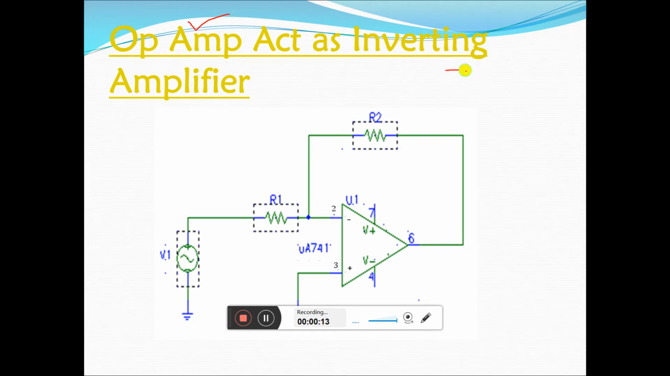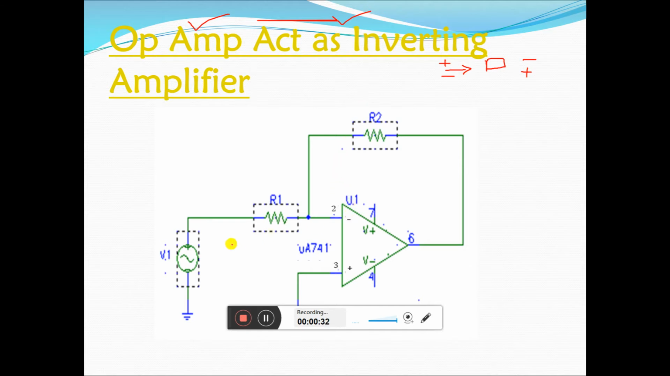When we apply any signal to the amplifier, if the signal is positive, we get the output as negative, or if the signal is negative, we get the output as positive. That means the inversion is done. That's why this is called the inverting amplifier.